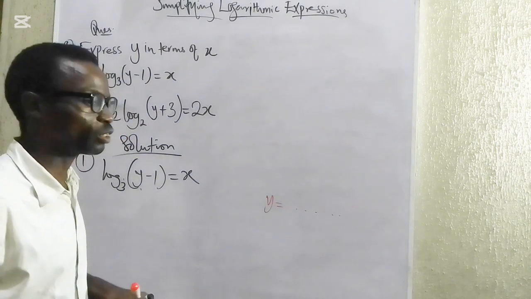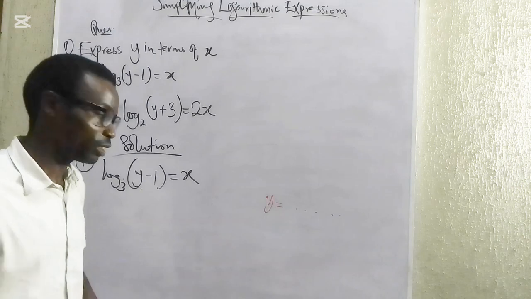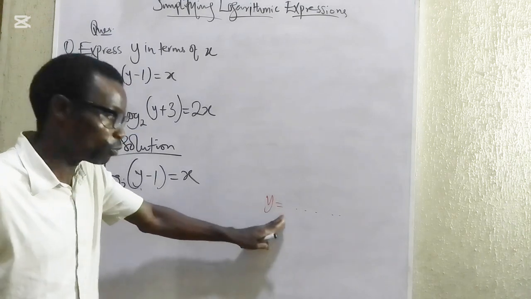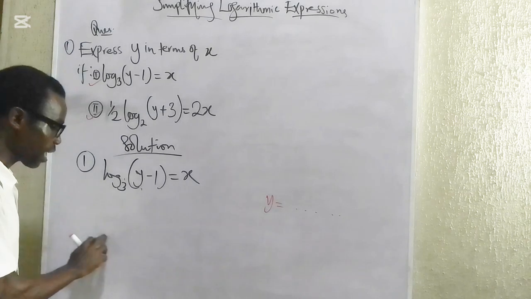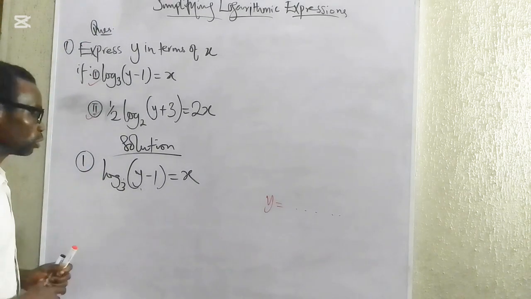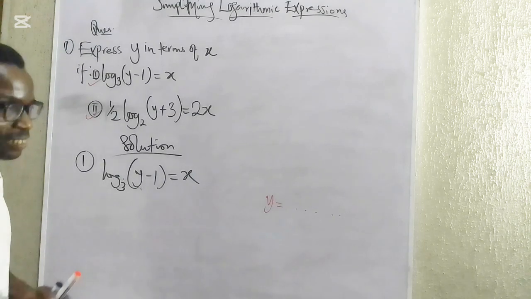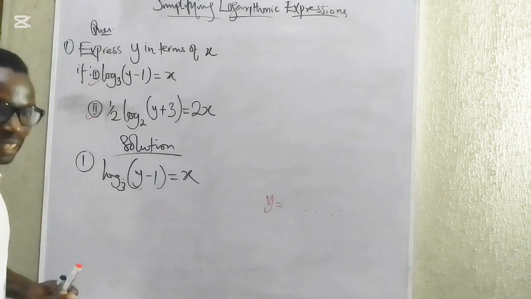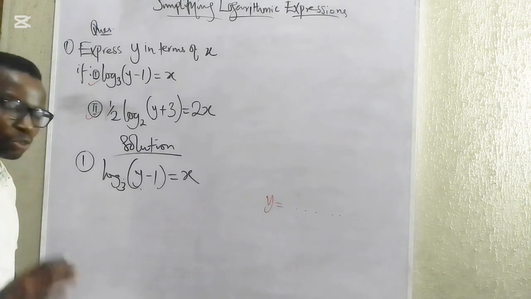So if they have any question, they say make this alphabet subject of the formula or express this in terms of this. We want it to be that this is equals to this. So we want it in such a way that it's going to be y is equals to this. Okay, so what do we do? We identify those numbers and operational signs that are disturbing y from standing alone. Once you follow principles, you will get the answer.